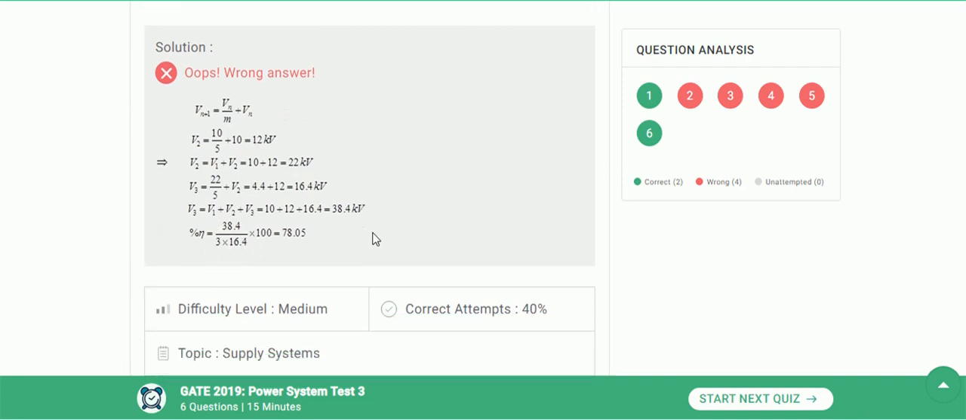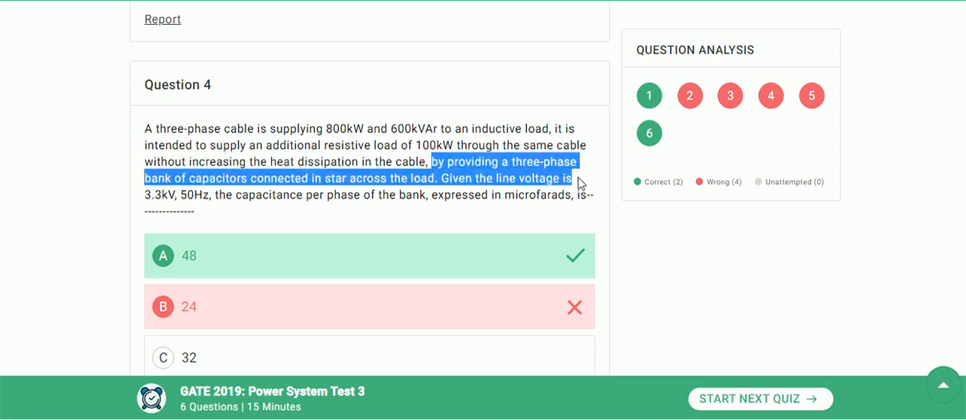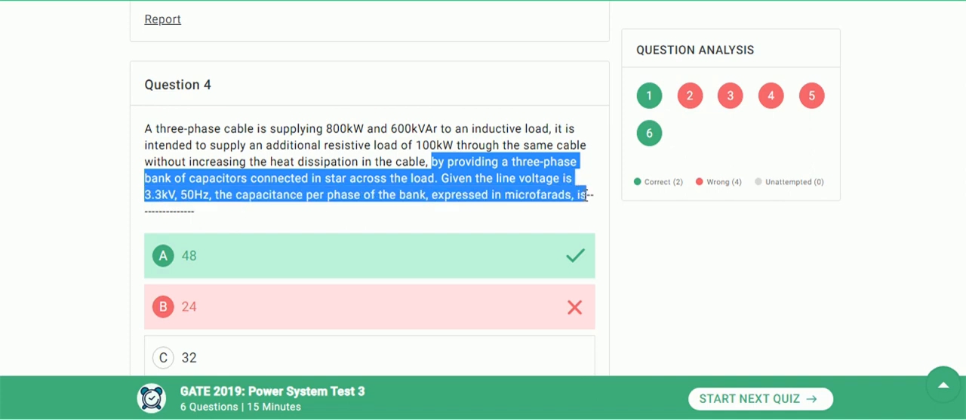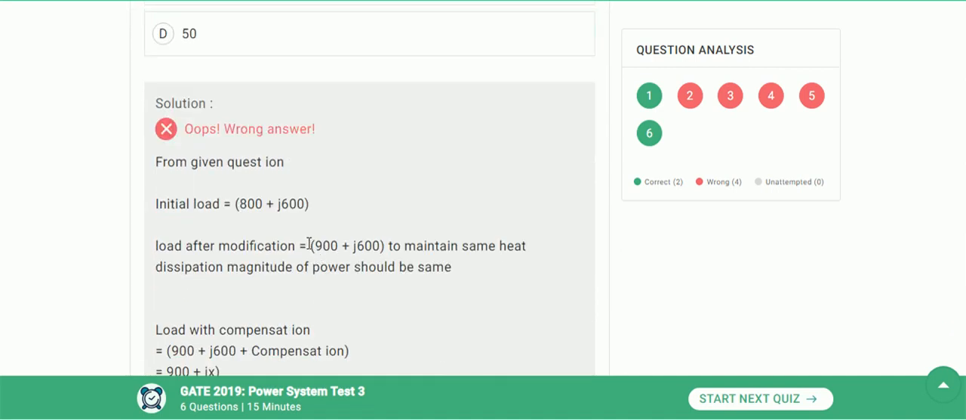Next, the fourth question. A three-phase cable is supplying 800 kilowatts, 600 kVA load, and it is to supply an additional resistive load of 100 kilowatts through the same cable without increasing the heat dissipation in the cable, by providing a three-phase capacitor bank connected across the load. The given voltage is 3.3 kilovolts, 50 Hz. The capacitance per phase of the bank expressed in microfarad is: the answer is 48 microfarad.